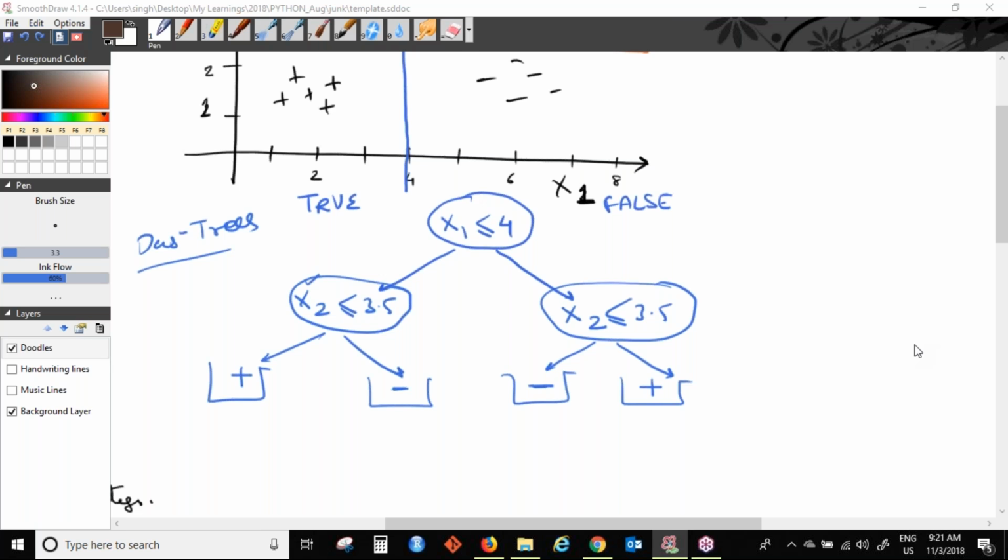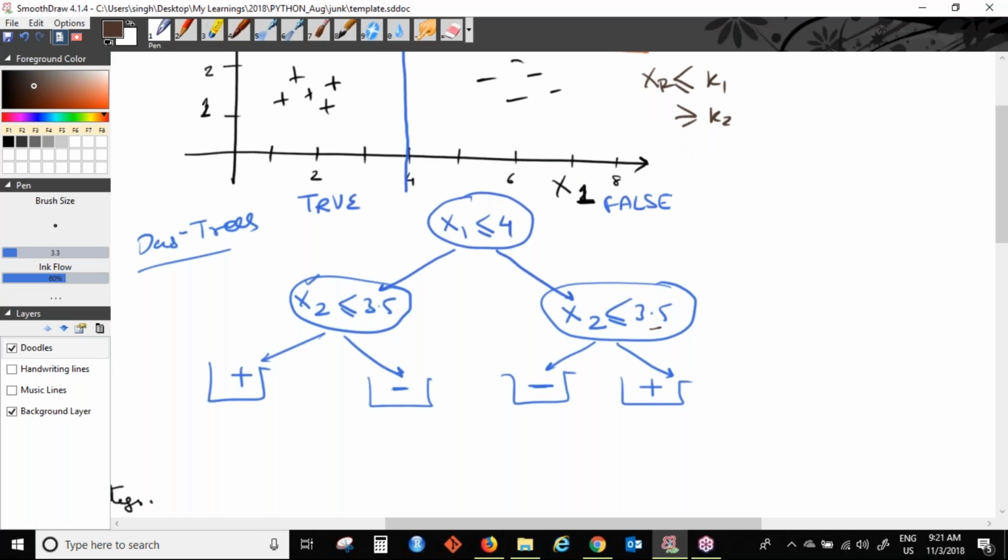Arpita, yes, the line will always be parallel to the x and y axis. That is true, because no matter what constant you write here, it will always be parallel. So whenever you write x1 is less than equal to or x1 is greater than equal to any constant, it will always be parallel. Similarly for x2 also. It will always be parallel to the axis.